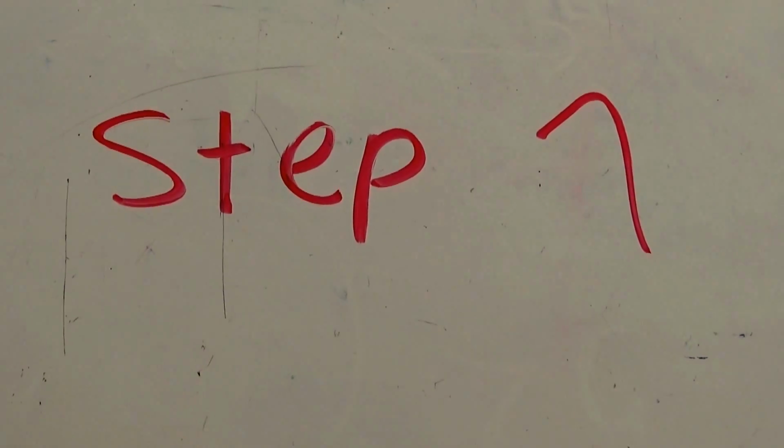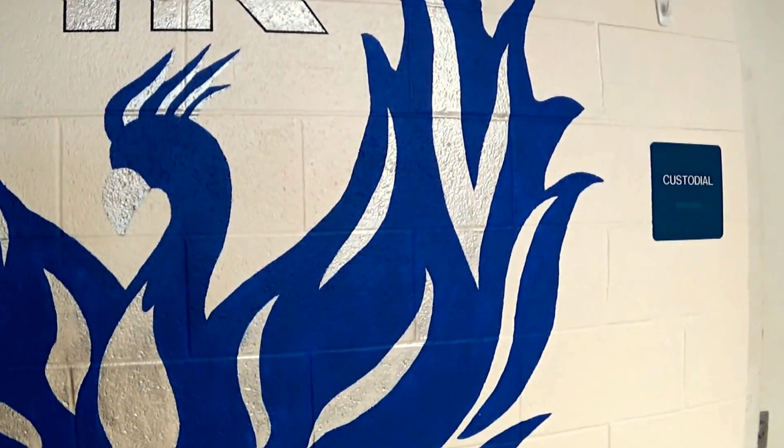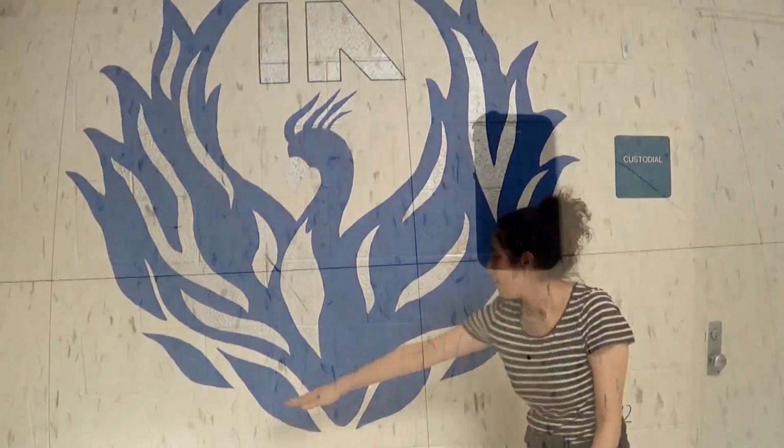Step 1. Choosing the object. The object that we chose was this wall. Step 2. Measuring the object. Mirror to our feet. Mirror to the wall. And mirror eye level to the ground.